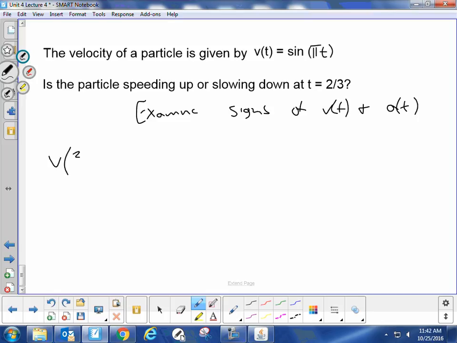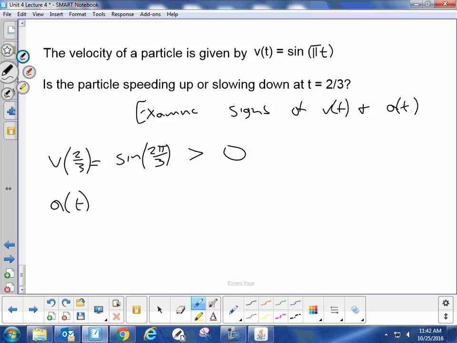So I have my velocity already. I need to find my velocity at 2/3. I don't care what the value is in relation to this question. I just care that the sine of 2 pi over 3 is positive. Since I know it's positive, I know I'm moving to the right.